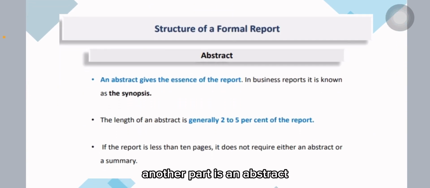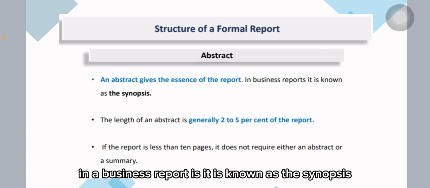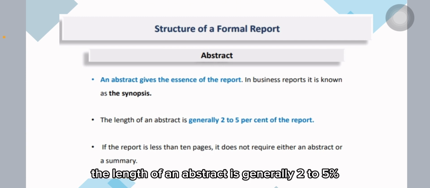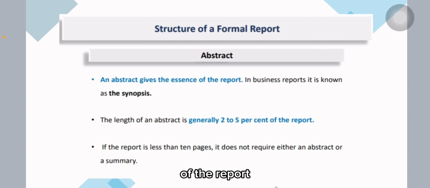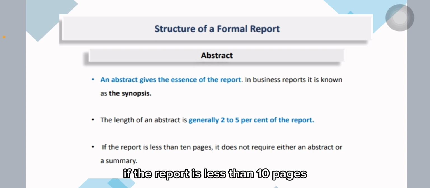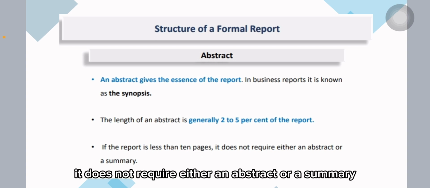Another part is an abstract. It gives the essence of the report. In a business report, it is known as the synopsis. The length of an abstract is generally 2 to 5% of the report. If the report is less than 10 pages, it does not require either an abstract or summary.